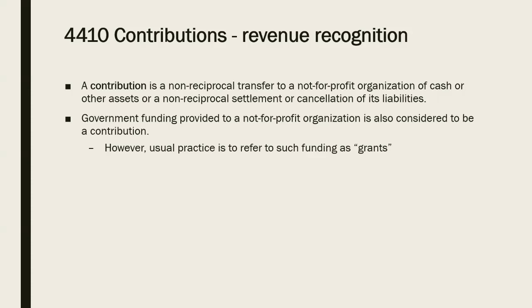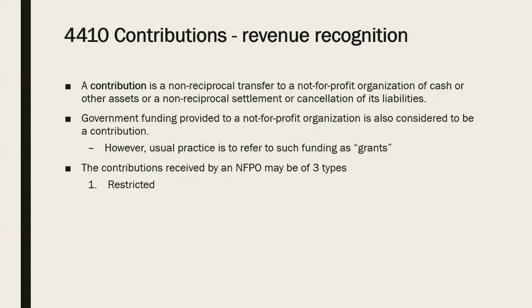So the contributions that are received by the not-for-profit organization may be of three types. They may be restricted for a specific purpose. They may represent an endowment, which is a lump sum contribution with the intention that the amount be invested and any income earned from the investment is used by the not-for-profit organization, or they may be unrestricted. We'll take a look at each type in the next few slides.